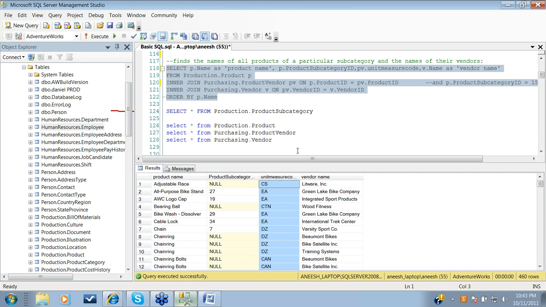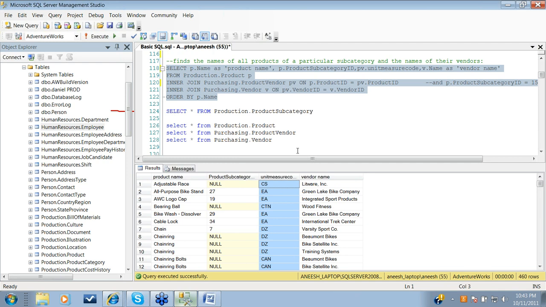Yes. PV is the product vendor table. Can you repeat that again? I did not hear you clearly. PV is the product vendor table, right? Yes. Okay. PV is a product vendor table. Yes, that's an intermediate table. Okay. And the last table is the vendor table. The last table is the vendor table.